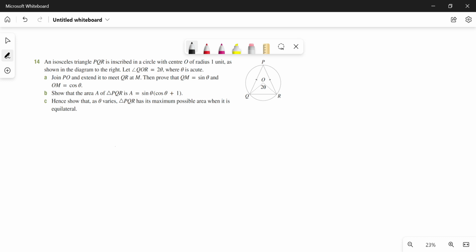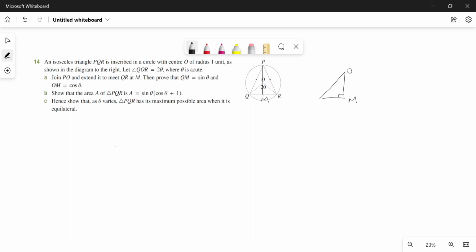All right, we've got an isosceles triangle PQR, and it says the radius is 1. And QOR, the angle is 2 theta. So the angle at the center is 2 theta. Now, if I cut that in half, you can see that if that's O and they said to extend it and make it M, which I didn't do, there we go, so that's M there.